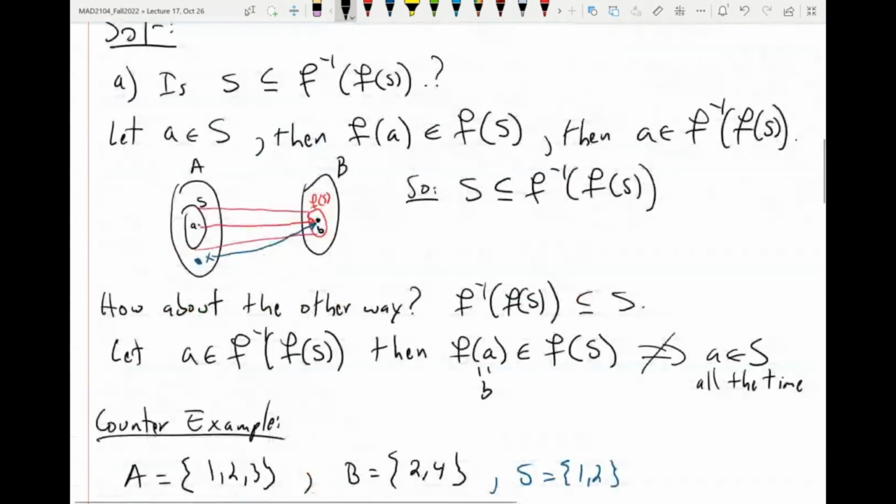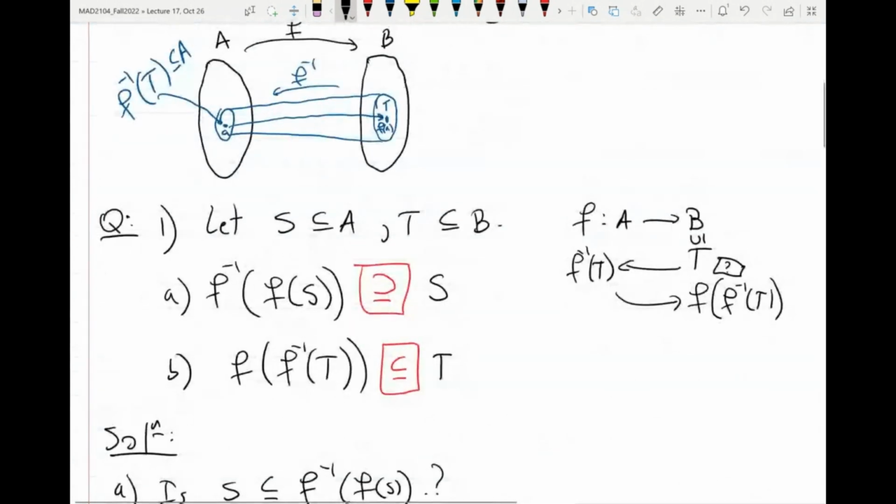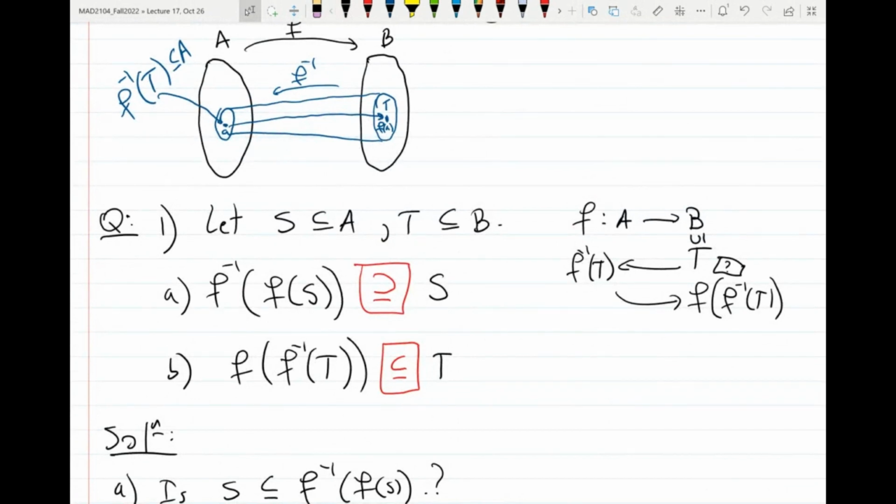Look at the picture, guys. I don't know why this is confusing. You have a subset of B. Let's call it T. And you apply the inverse image that produces this set. What's the property of this set? Look at the picture. If I do F to any element here, where do they go?